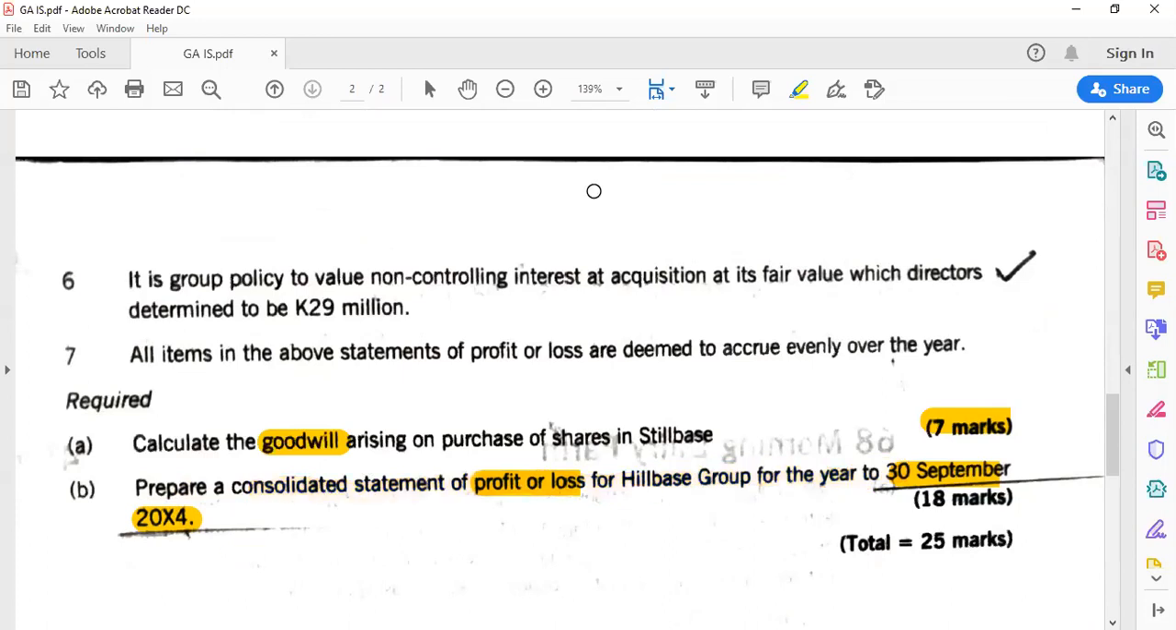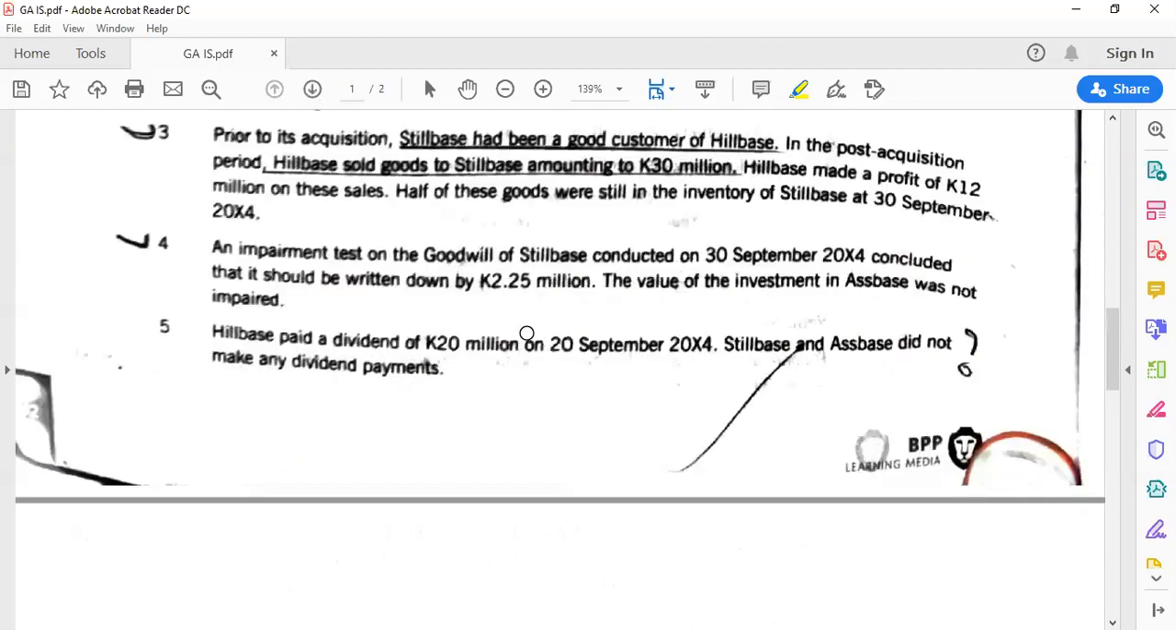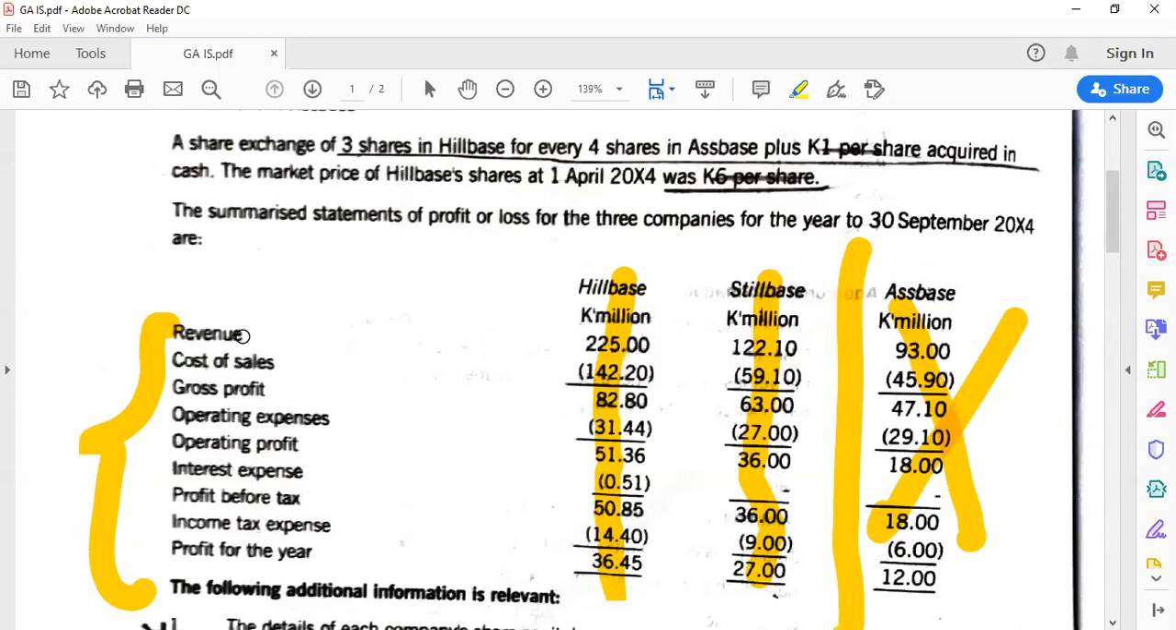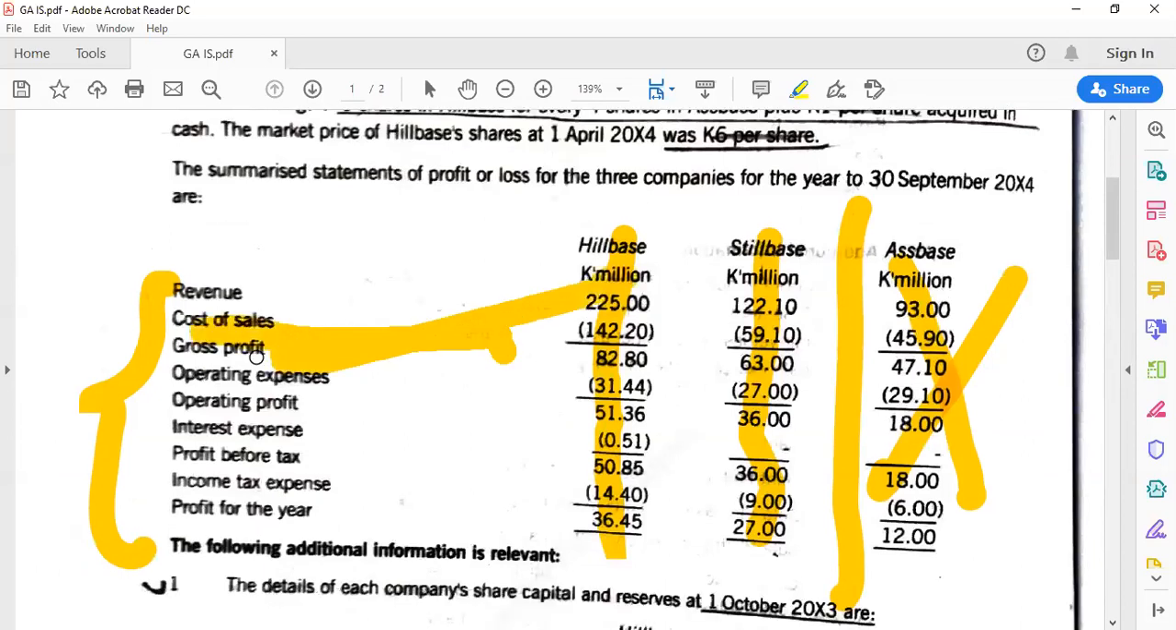Okay, so let's start doing the work now. As we said, we're going to follow the same format. I'm hoping that you have the question. I've sent the question on WhatsApp, so you should be following. We're not going to stress. We are simply going to copy the format the way it is: revenue, cost of sales, gross profit, operating expense, operating profit, interest payable.